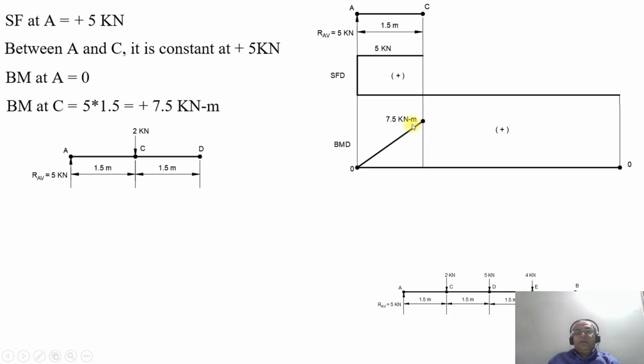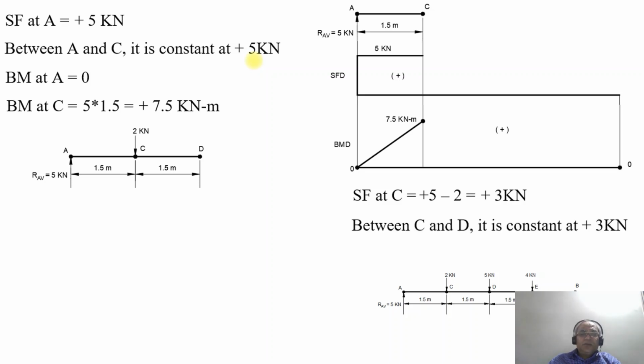Now we will consider the point load at the point C, and also the distance between C and D, up to D. But we are not considering the point load there at this juncture. So we are going from left to right. What will be the shear force at the point C now? Between A and C, you have plus 5 kilonewton. Shear force at the point C will be plus 5 minus 2, which is equal to plus 3 kilonewton. So between C and D, as there is no other load acting on the beam, it remains constant at plus 3 kilonewton.